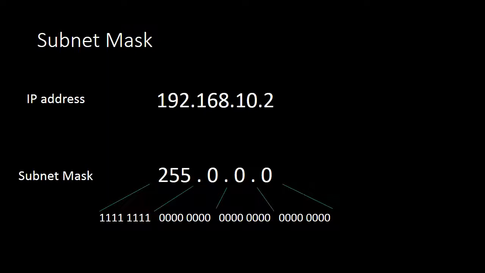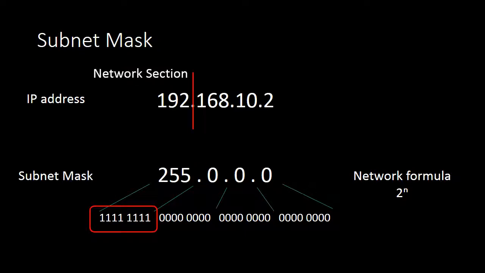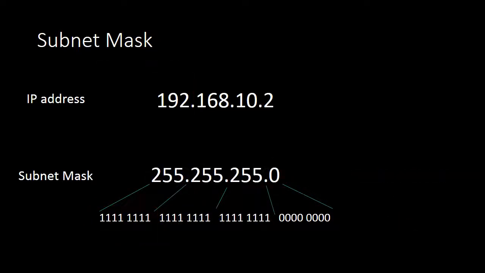255.0.0.0. To find out how many networks we can have, we can use a simple formula, which is 2 to the power of n. This means that the total number of subnets we can have is determined by counting the number of bits in the network portion of the subnet mask. In this case, there are 8 bits, so the formula gives us 2 to the power of 8, which is 256 networks. There is also a simple formula to determine the number of devices. This is 2 to the power of n minus 2.